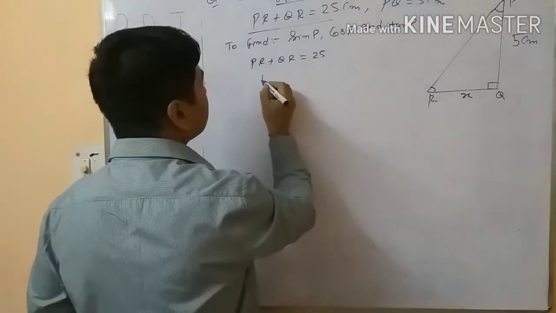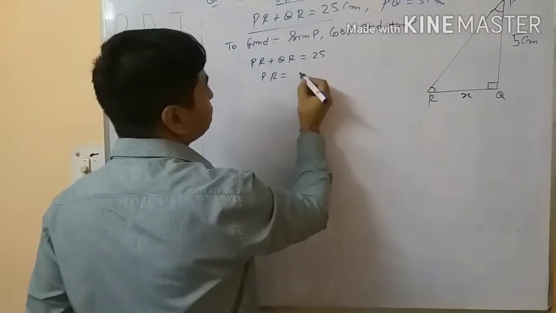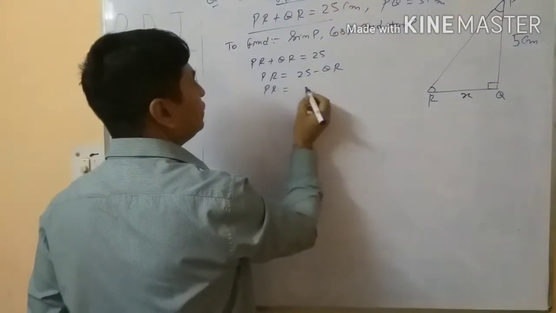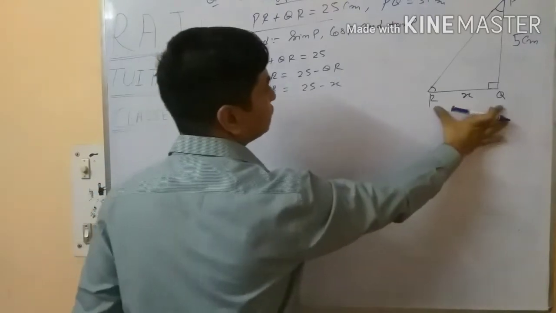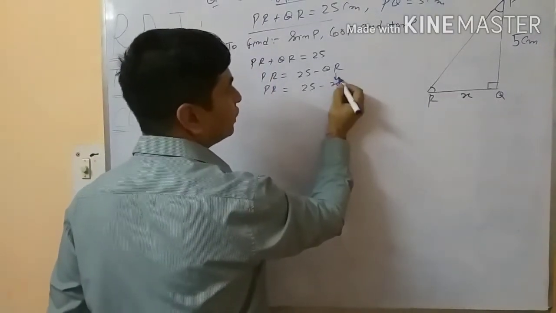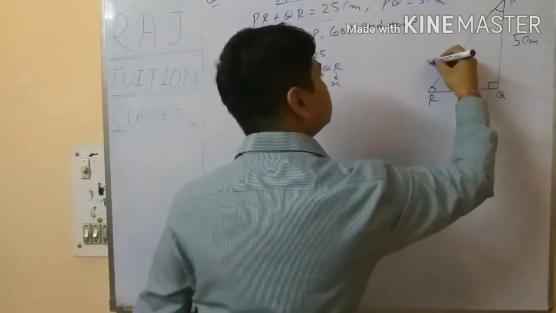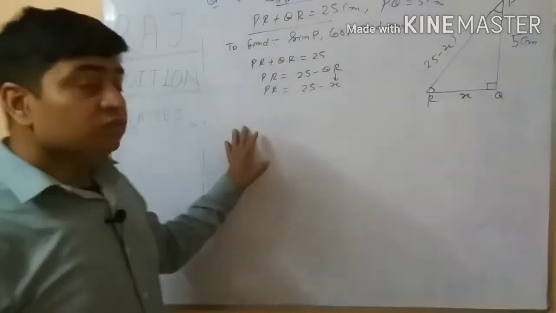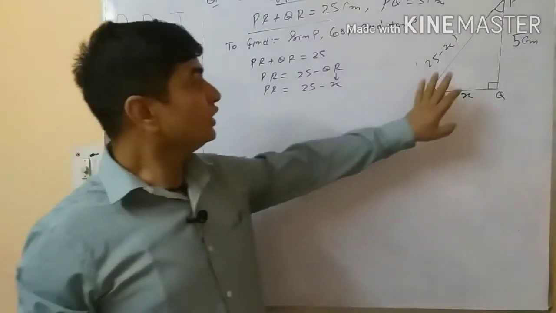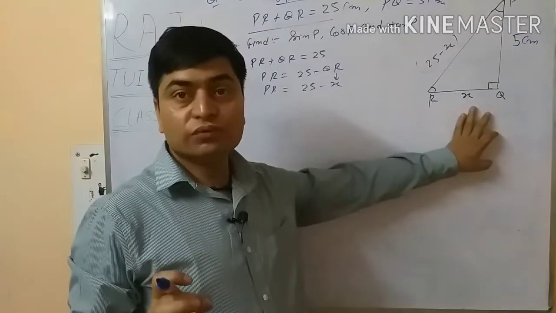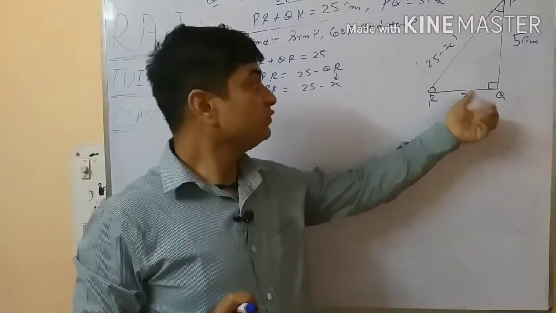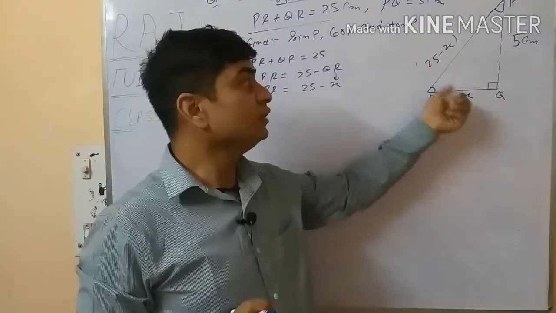What will happen? PR equals 25 minus QR, so PR equals 25 minus x, because QR is x. So this side will be 25 minus x. And now it's very simple. To find the value of x, we need to form some equations in the x variable. We will form some equations and find out the value of x.